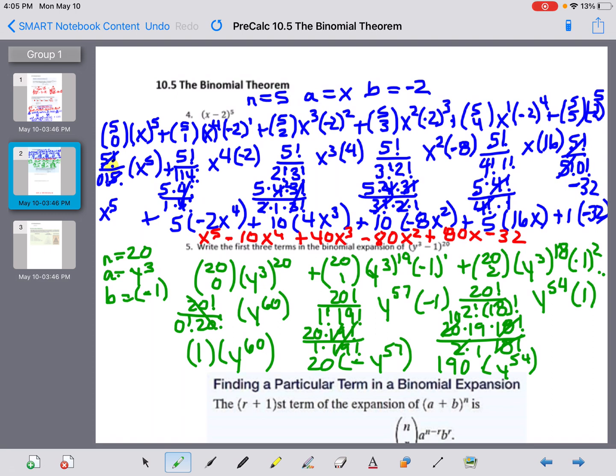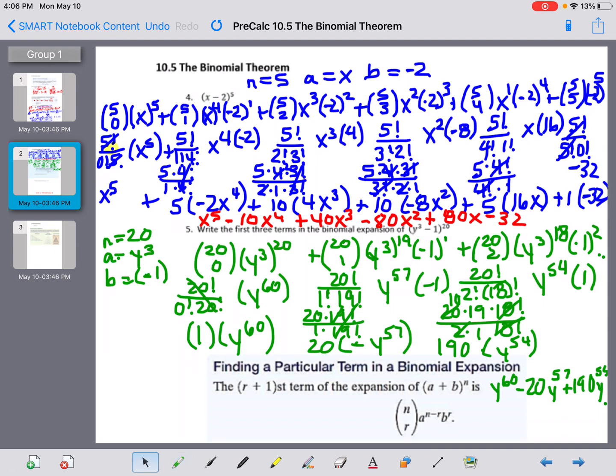Okay, so to clean this up, my first 3 terms here, I'm trying to decide where to write this, is going to be y to the 60th minus 20 y to the 57th plus 190 y to the 54th. And then, of course, there's lots more terms from there, but we only had to find the first 3. Okay. So we see that pattern, we use that binomial expansion to get there, okay?